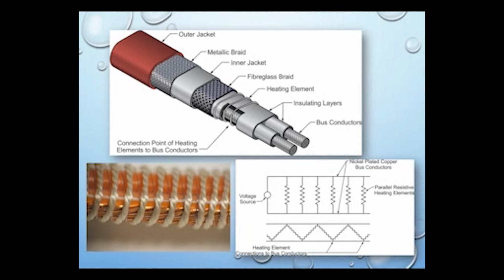The next type of heat trace that we have is called the parallel fixed resistance. It has nickel-plated conductors running the length of the cable, and the conductor's outer jacket have been stripped in sequence. A heating element is then wrapped around the bus conductors, making parallel connections. Each individual element segment will produce constant heat, so the length doesn't matter and they can be field cut. These are also considered to be constant wattage devices.